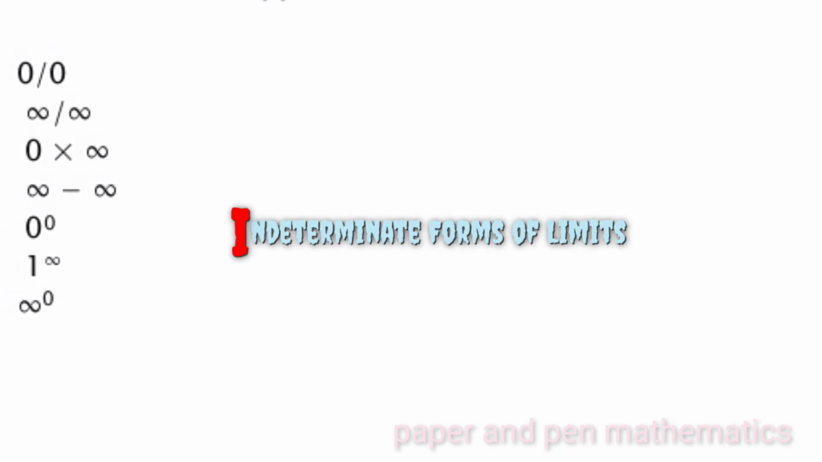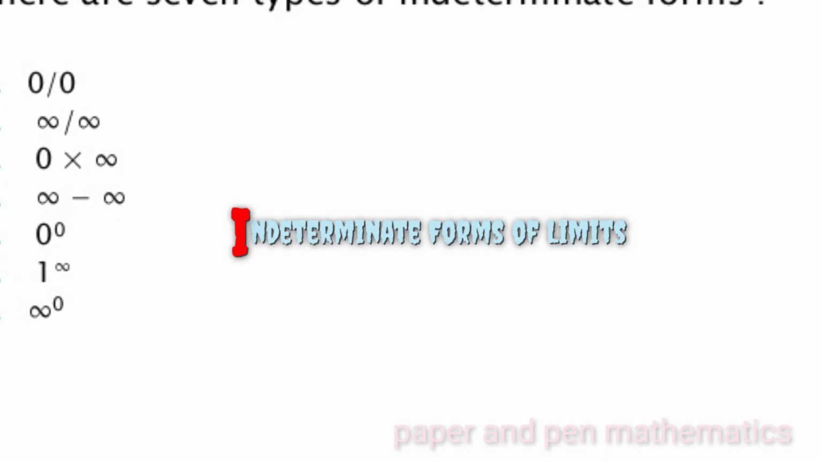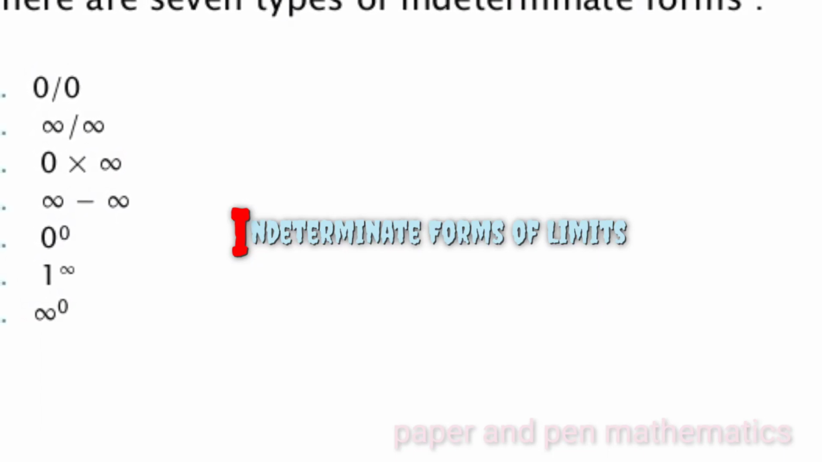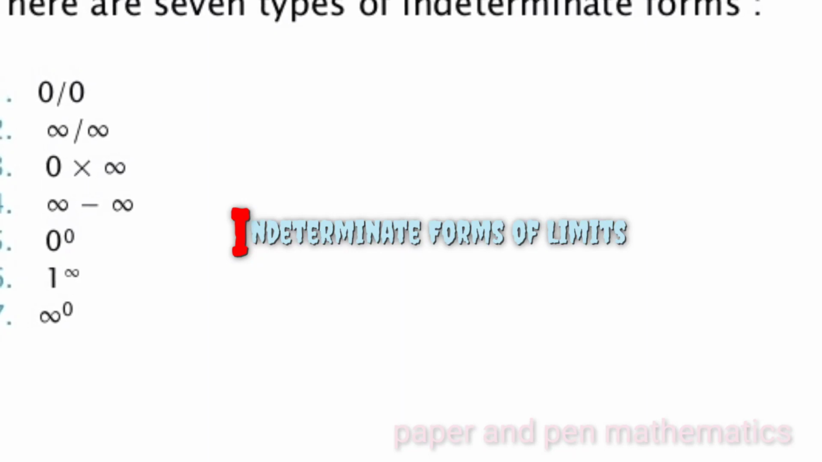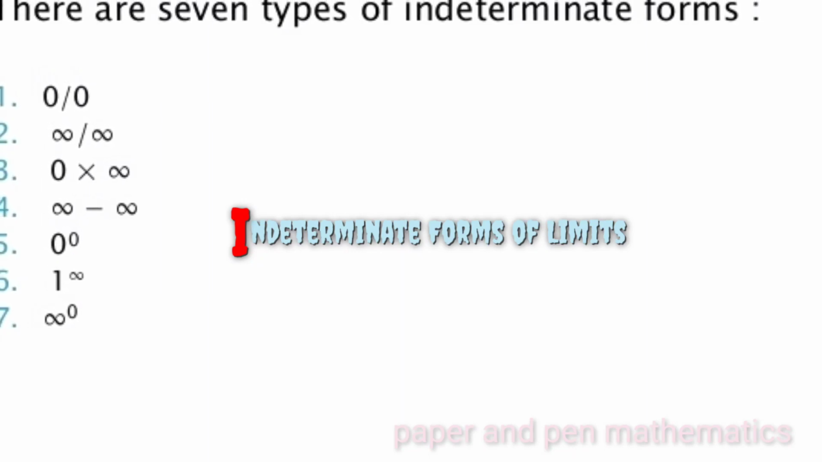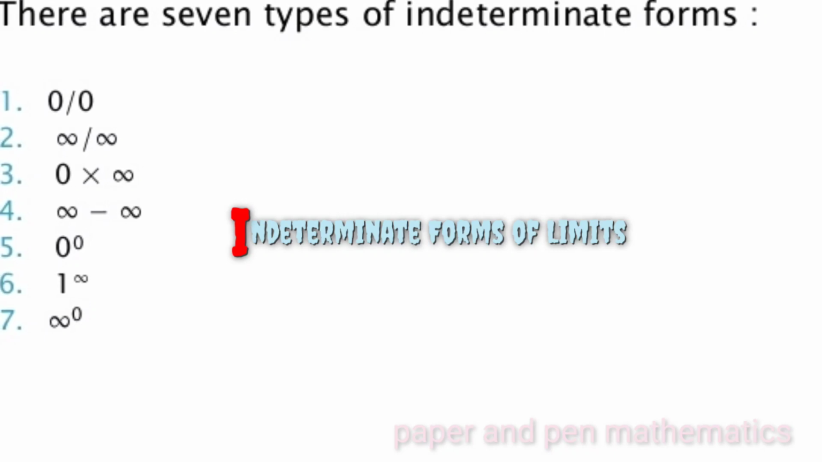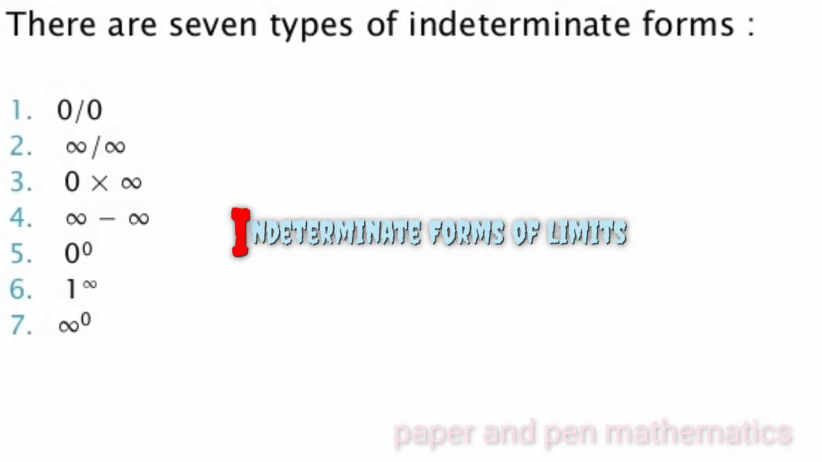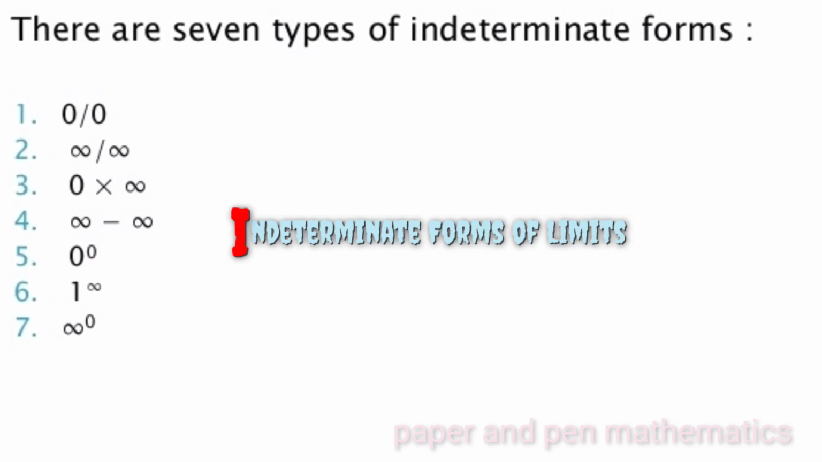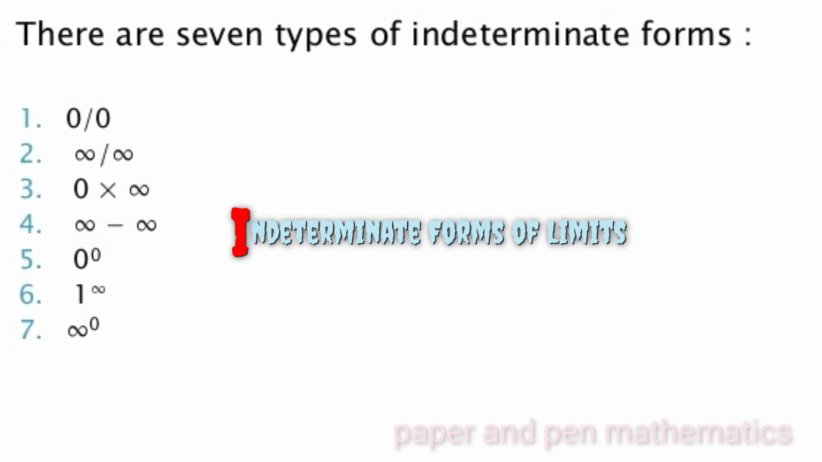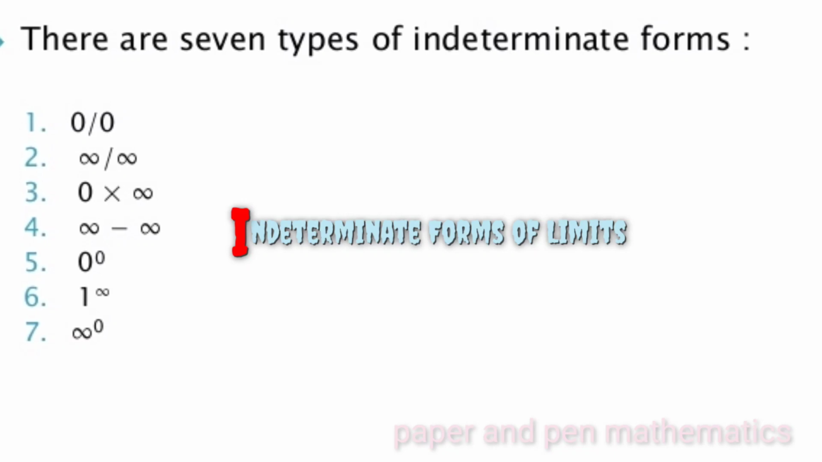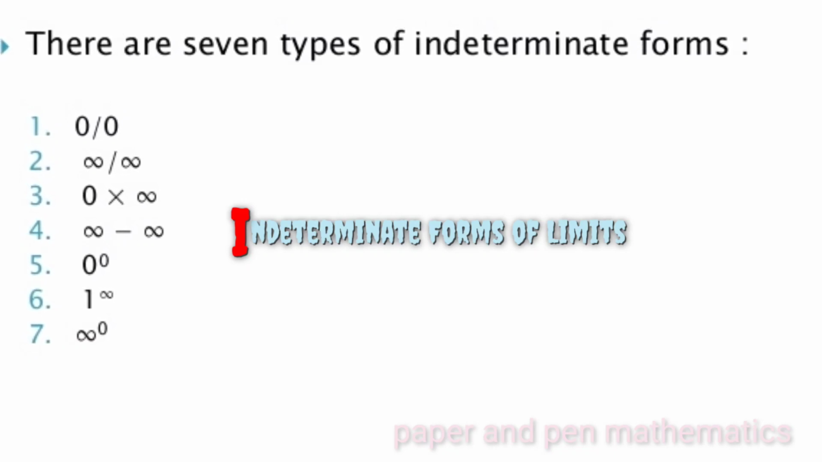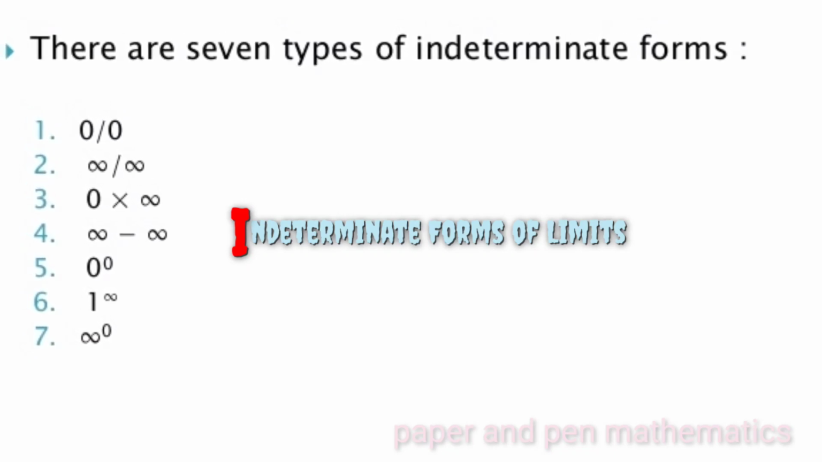In this chapter, we will discuss the indeterminate forms of the following types: 0 by 0, infinite upon infinite, 0 into infinite, infinite minus infinite, 0 power infinite, 1 power infinite, infinite power 0. We will learn why these forms are indeterminate. We will also learn a general method known as L'Hospital's rule to find the limits having indeterminate forms.